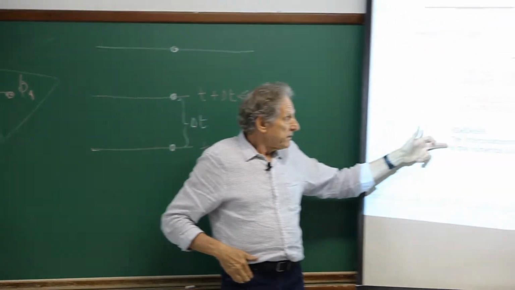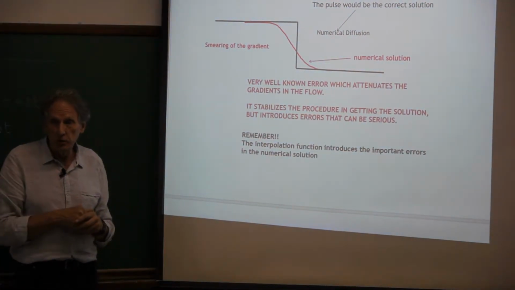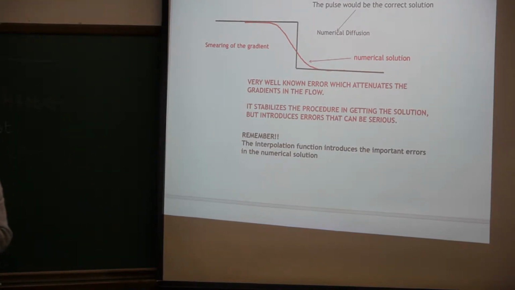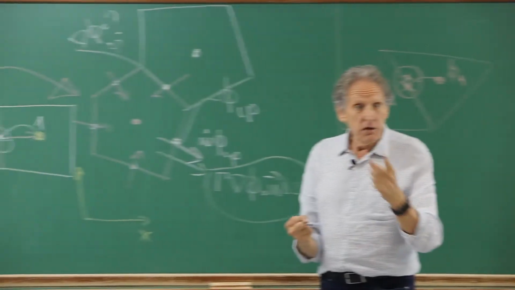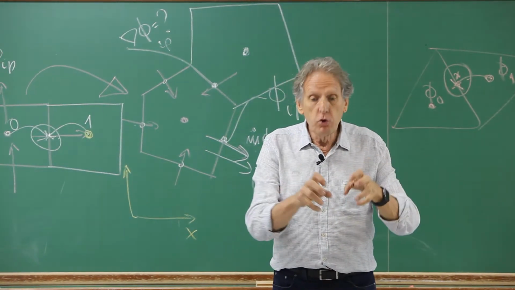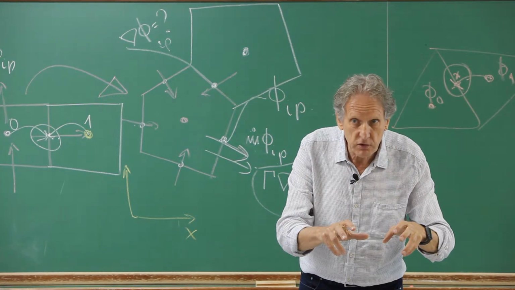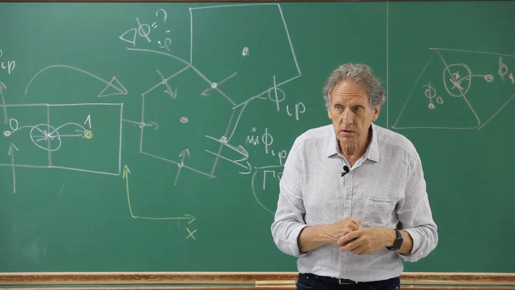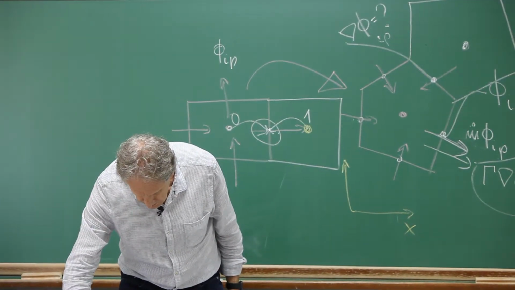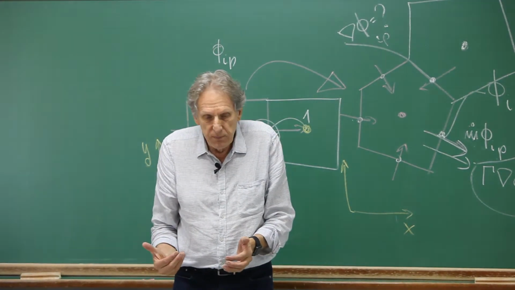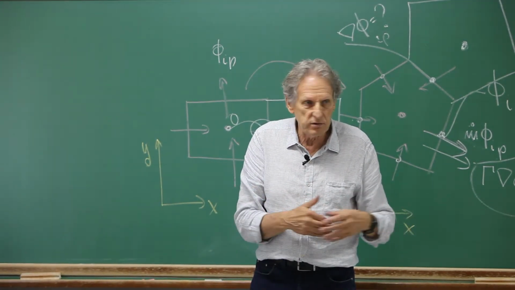You remember, the interpolation function is what introduces the errors in your solution. The interpolation function is the main source of errors in your solution. If you are able to give your numerical method interpolation functions which are the solution of your problem, there will be no errors at all. You will get the exact solution. You know, this is written right there somewhere. But if you are able to supply the exact solution to your numerical method, you don't need to calculate, right? You already have the solution, of course.